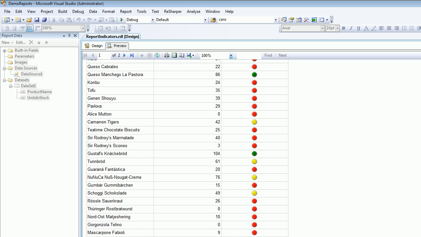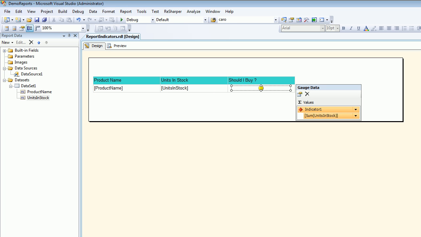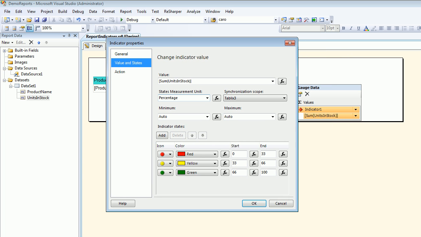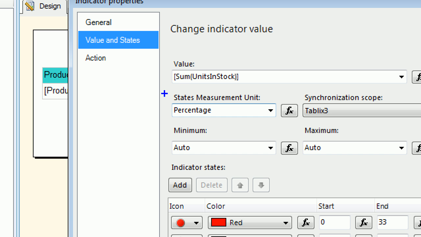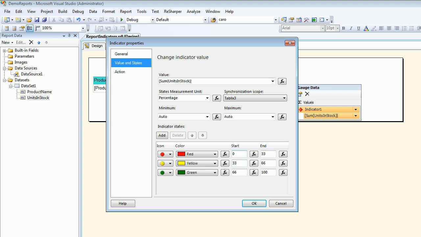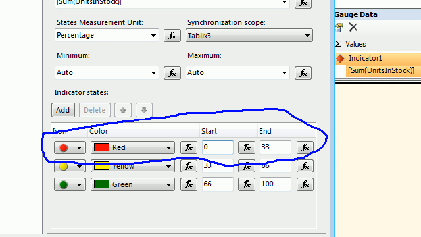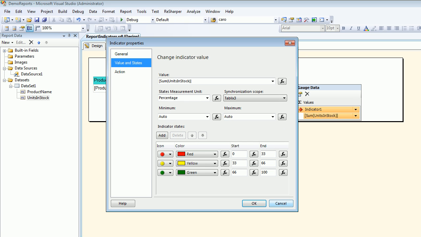So based on this, it works. And in order to prove it, I'm going to right click on this and choose Indicator Properties, then Values and States. As you can see, the calculations are made on the basis of percentage, the default. And over here you can see the formula. The red will be calculated based on 0 to 33%. If any value falls between 0 and 33, it will be calculated as red. So you understand, right? It finds out who is the highest, and based on that the calculation works.